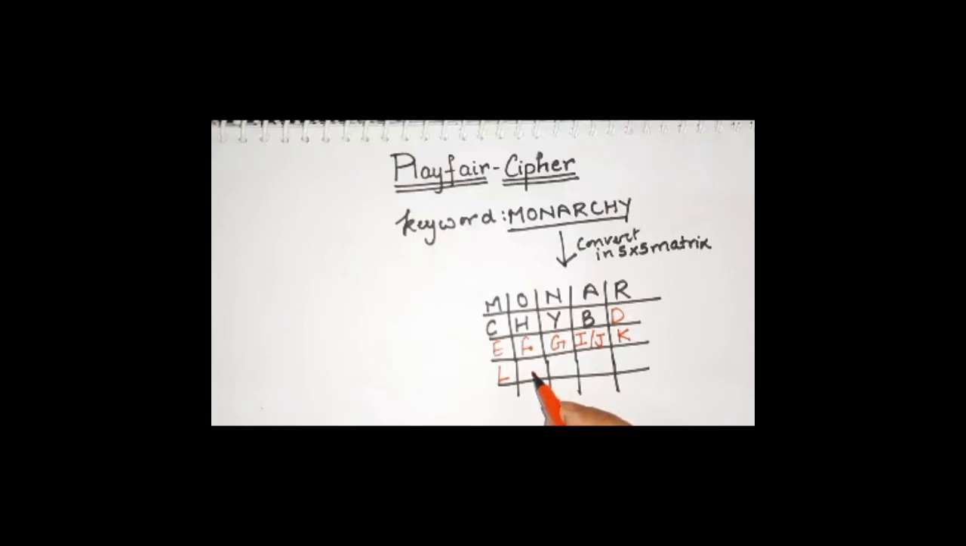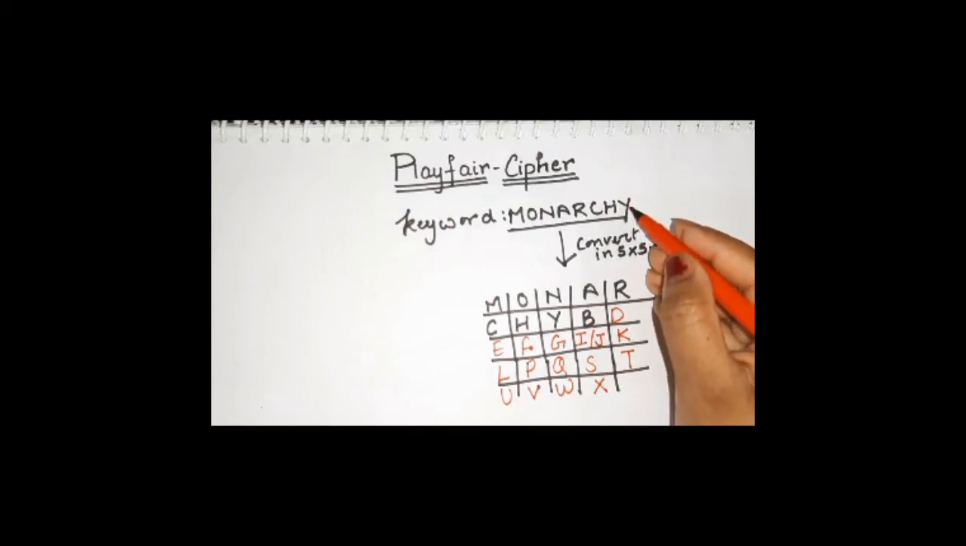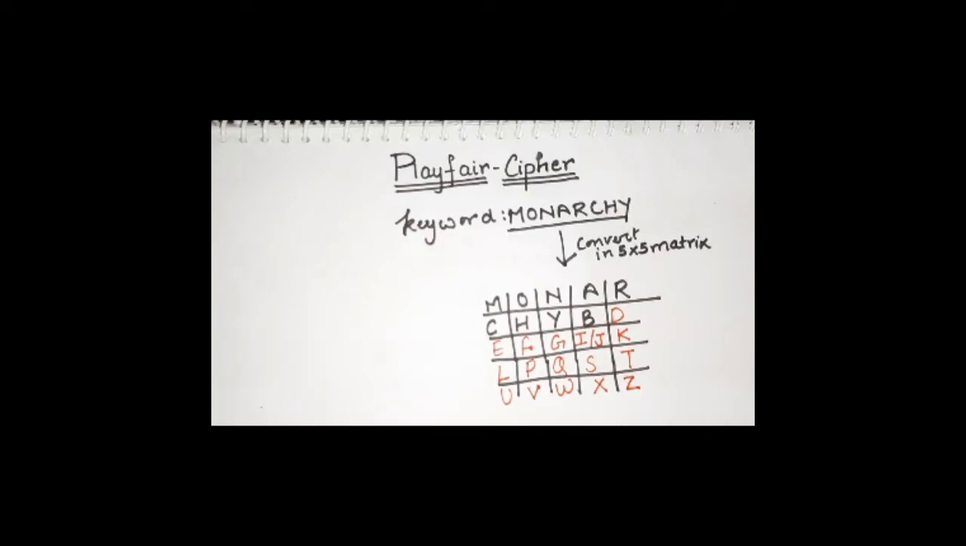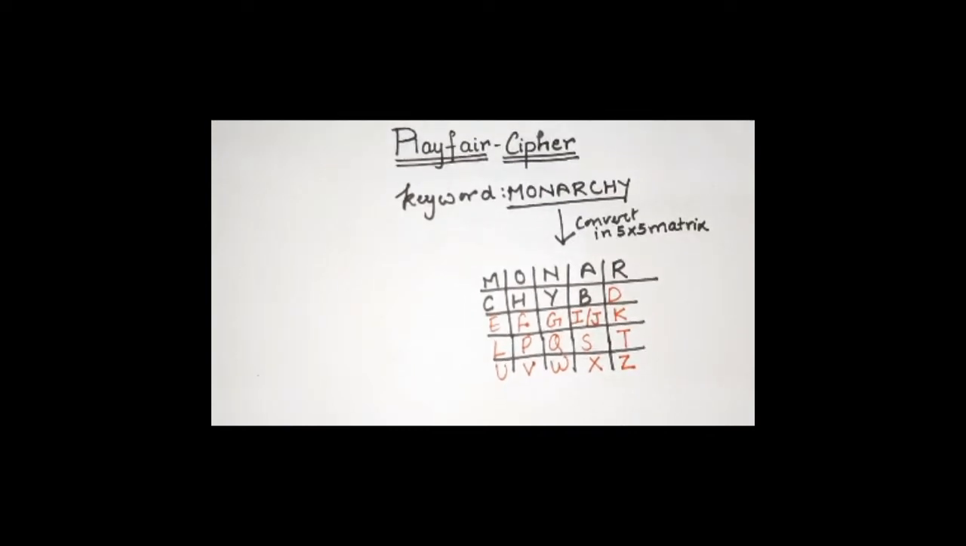L, M is there in the keyword, N is there in the keyword, O is there in the keyword, then there's P which is not there, there's Q which is not there, S not there, T not there, U not there, V not there, W not there, X not there, Y is here. Yes, there's Y here, so straight away going to Z. So this is how you create a matrix from a keyword.